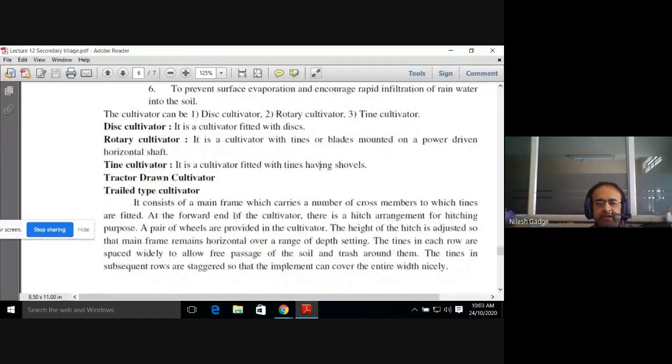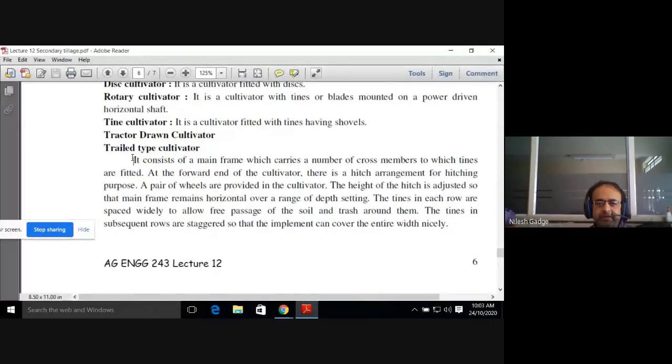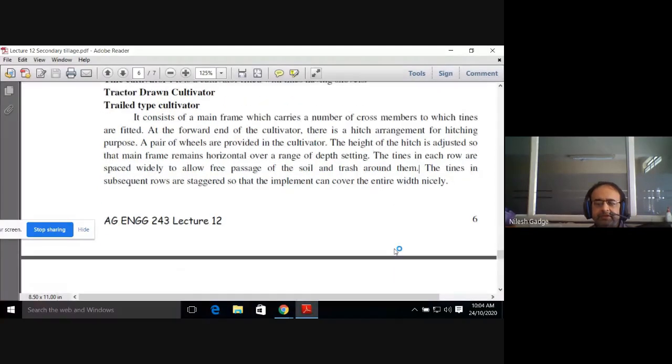So we'll see some tractor drawn cultivators, like the trailed type cultivator. It consists of a main frame which carries a number of cross members to which tines are fitted. In a trail type cultivator also, tines are fitted. At the forward end of the cultivator, there is a hitch arrangement for hitching purpose. A pair of wheels is provided to the cultivator. The height of the hitch is adjustable so that the main frame remains horizontal over a range of depth settings. The tines in each row are spaced widely to allow free passage of the soil and trash around them. So these are some functions and the arrangement of that.